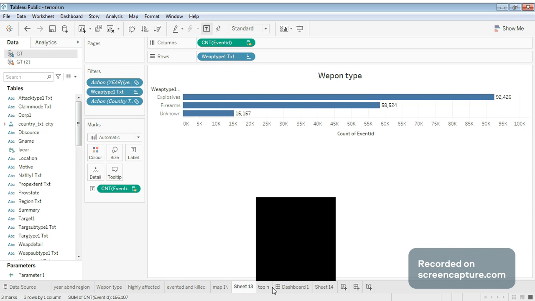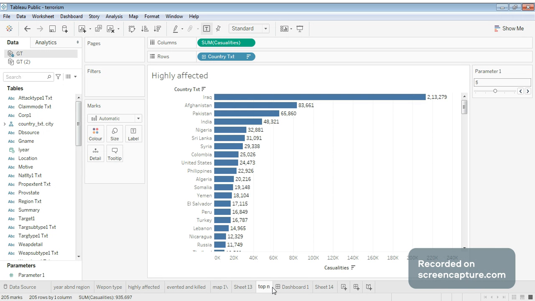Fire and explosives again. This shows the most highly affected regions, where terrorism activity is really high, and the number of losses they have taken. I've chosen a parameter which shows you the top 3, top 5. The top 5 countries are Iraq, Afghanistan, Pakistan, India, and Nigeria.